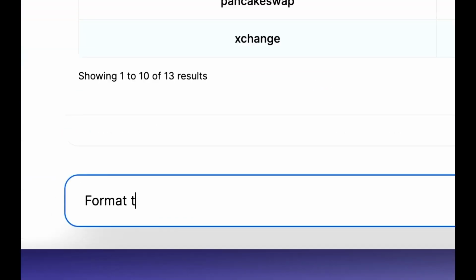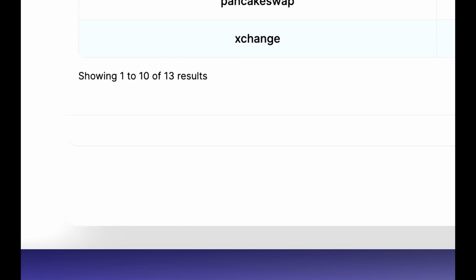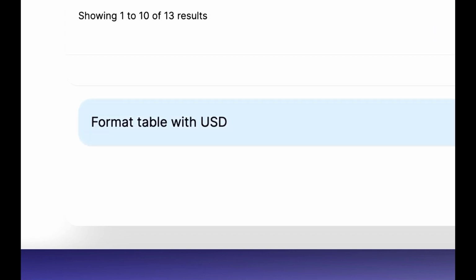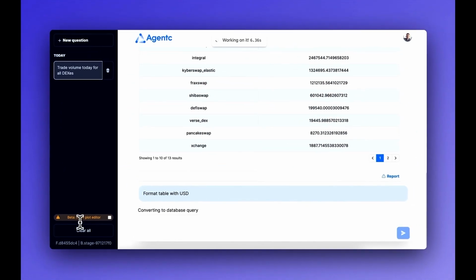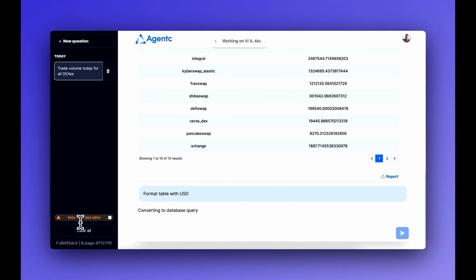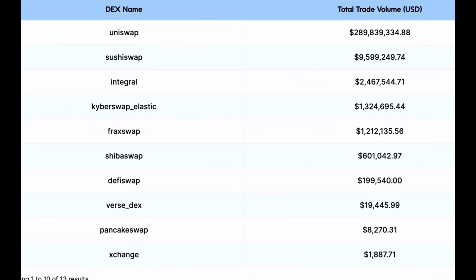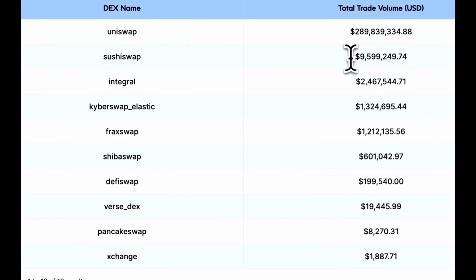In that table that was just shown, it didn't format the numbers as dollars. It was just floating point numbers. And so here I just typed in, "format the table with USD." If you look on the right-hand side of the screen, you'll see in a moment that the numbers have now all been converted to dollars from floating point.